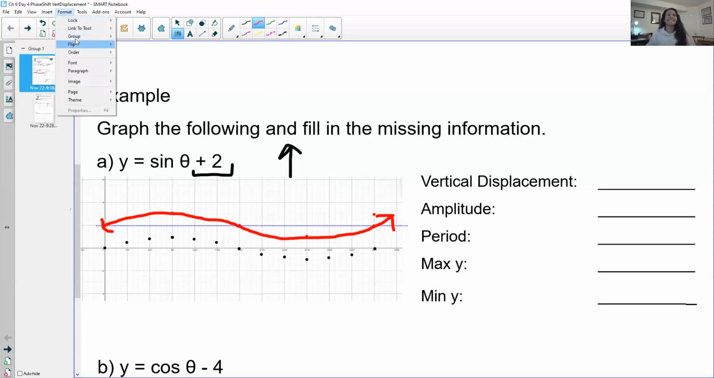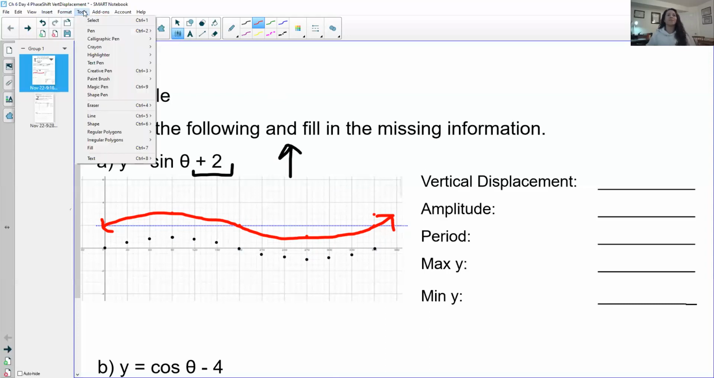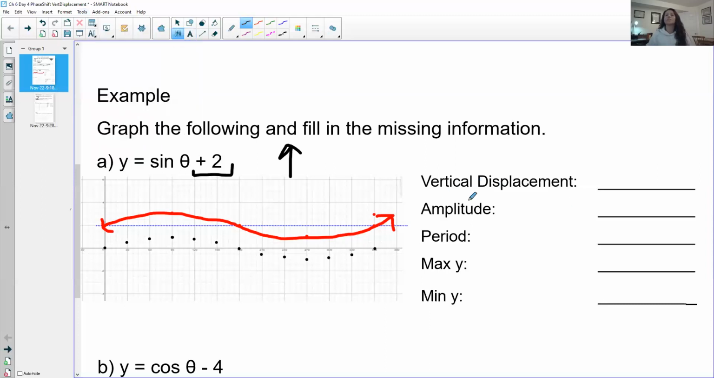Answer a few questions at the side just to make sure you've got an idea of what's happening with your curve. So the vertical displacement: my graph was shifted up 2 units from the original sine. So this is up 2. Okay, shift up 2 units. My amplitude is still, from my new equation here, 1 unit. It hasn't been stretched or compressed at all, so my amplitude is still 1.